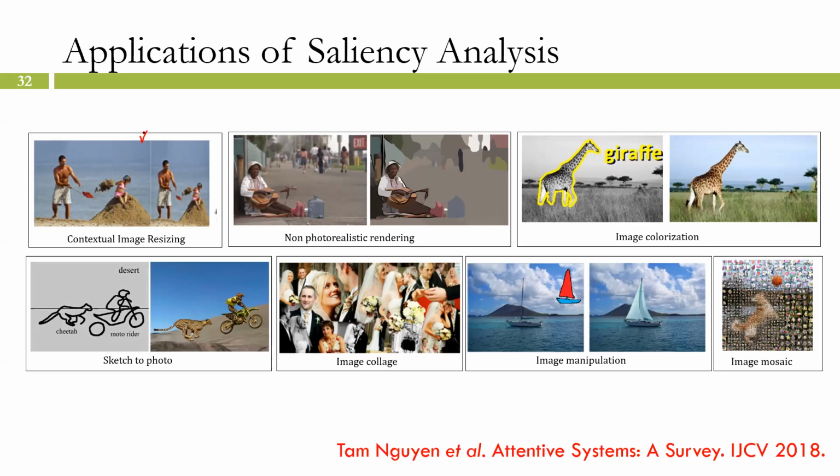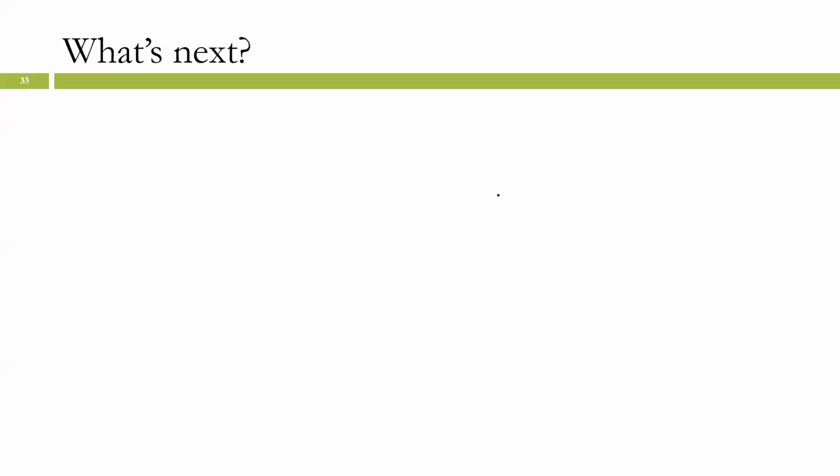We can detect the salient object. In this case, we have a father and child, and we resize the image to keep the main object, while removing the non-salient region. Another example is NPR: you have the image on the left, and the salient object here is a man with a guitar. When we want to render the NPR, we can focus more on the man with the guitar. There are many applications of saliency prediction. Yeah, it works well. But what's next? Is it the end of the story?